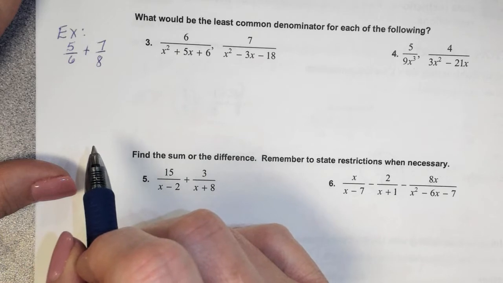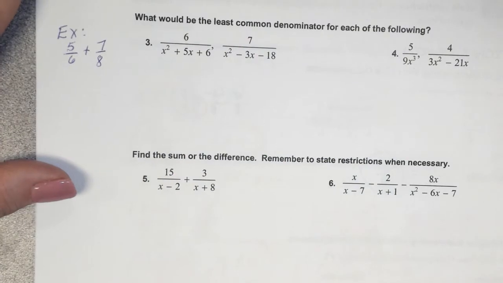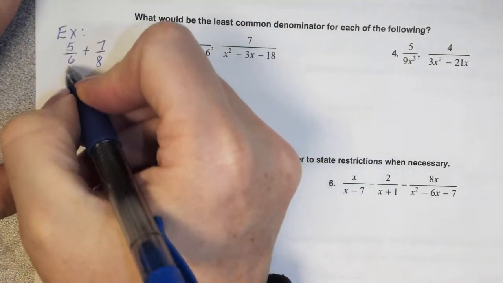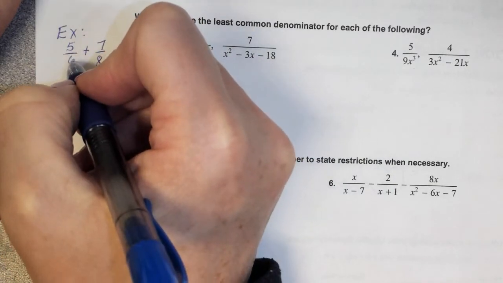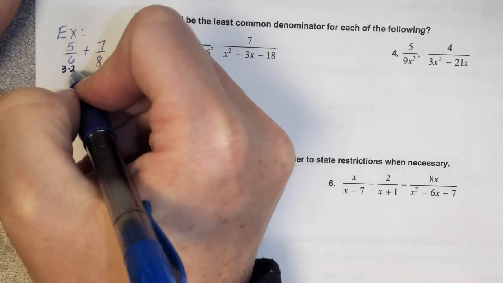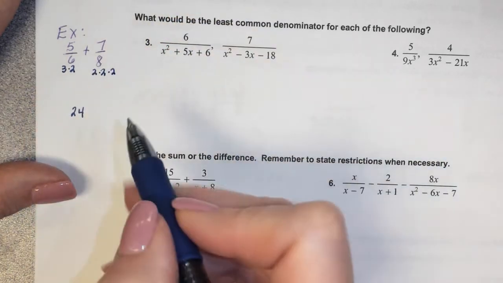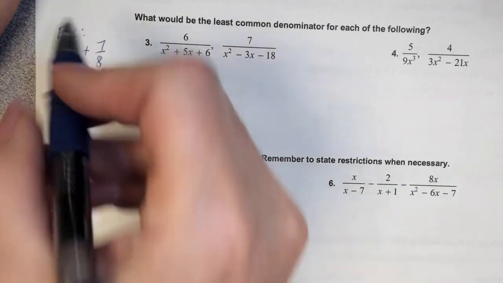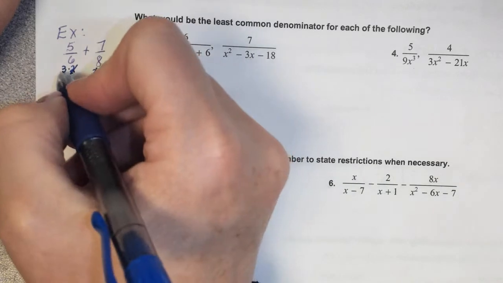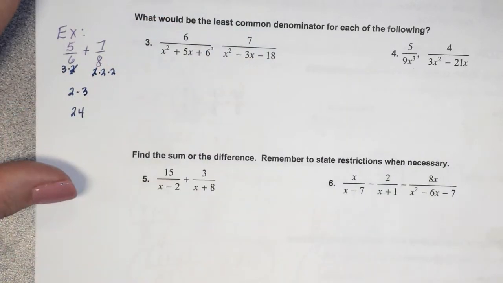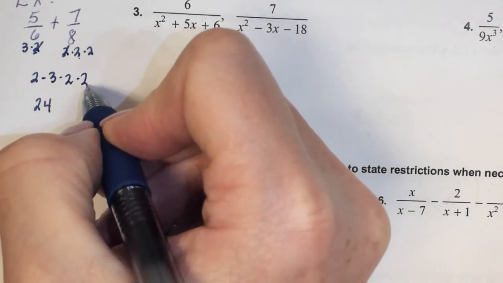24, not 48. We're trying to find the least common denominator. So if you guys are saying that the common denominator is 24, here's how that works. Factor 6: 3 times 2. Factor 8: 2 times 2 times 2. Because they have a 2 in common, I'm going to use a 2, and those 2's are gone. But I also have to use the 3, and I'm going to have to use a 2 and another 2.